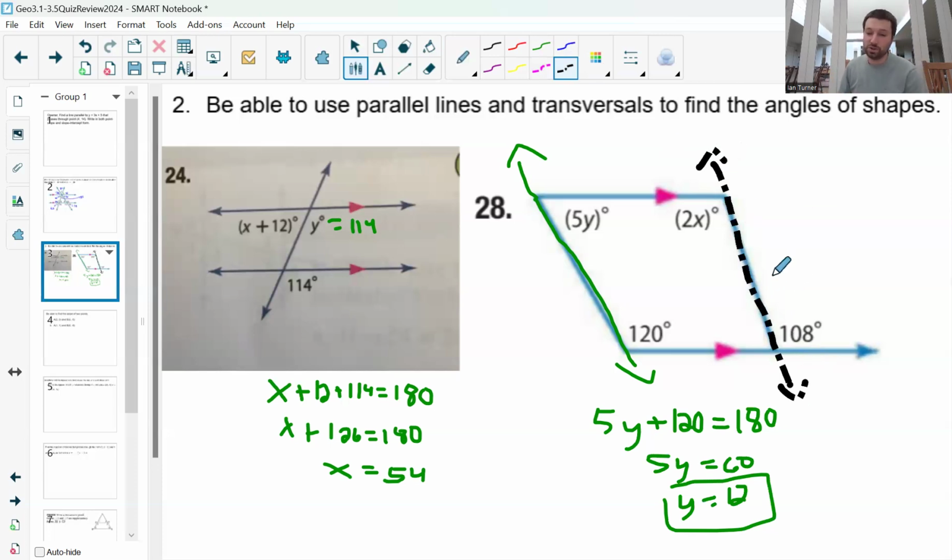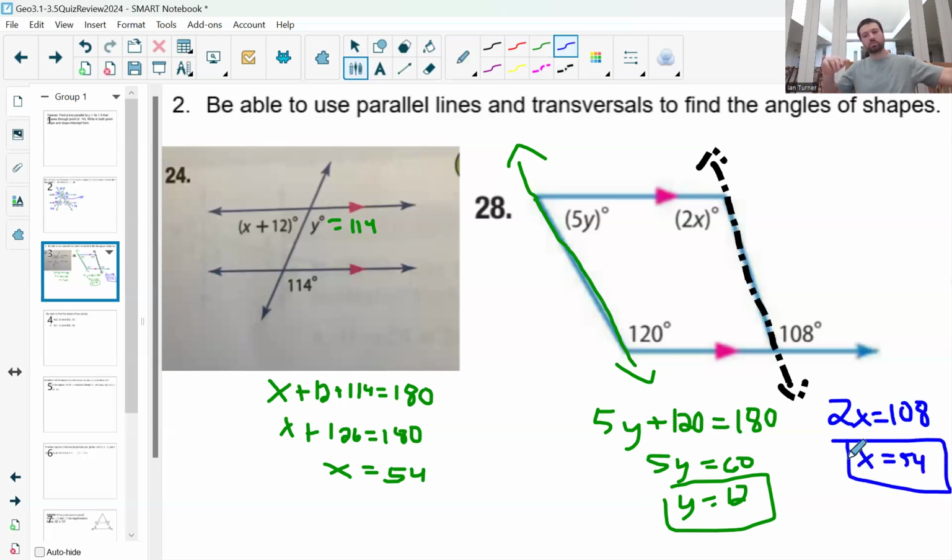Okay, so if that's the transversal, what's the angle pair relationship between 2x and 108? Alternate interior angles. Those are congruent, so we can say 2x equals 108, so x is 54. Okay? You have some problems like that on your quiz, just going through and working with that.